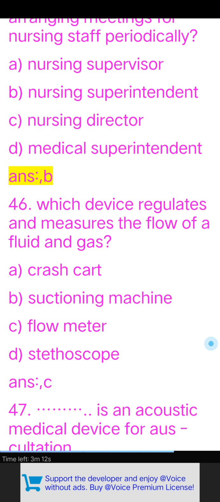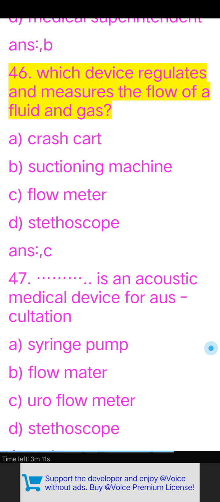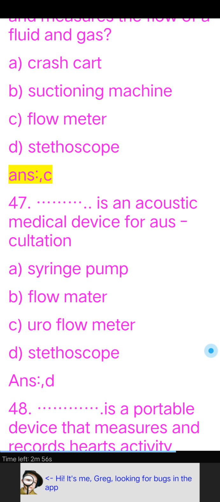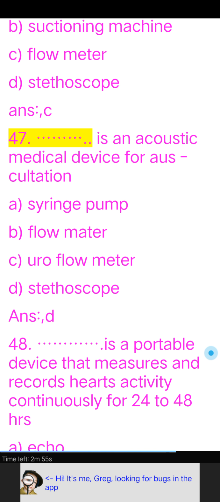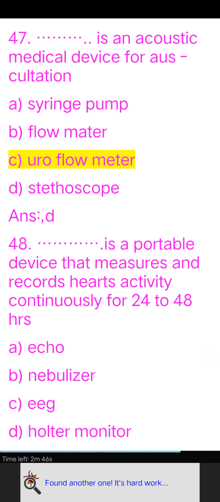Answer: B. 46. Which device regulates and measures the flow of a fluid and gas? A. Crash cart. B. Suctioning machine. C. Flow meter. D. Stethoscope. Answer: C. 47. Dash is an acoustic medical device for auscultation. A. Syringe pump. B. Flow meter. C. Euro flow meter. D. Stethoscope.